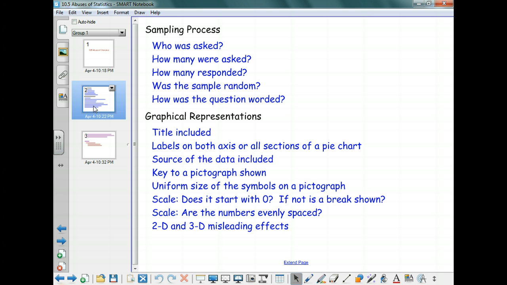Graphical representations. You have seen me talk about some of these. It needs a title, right?